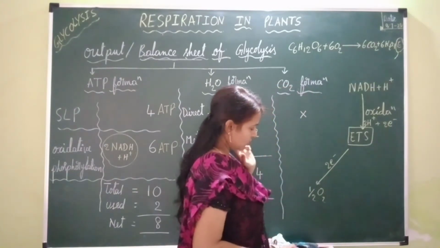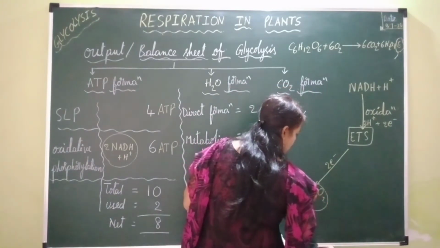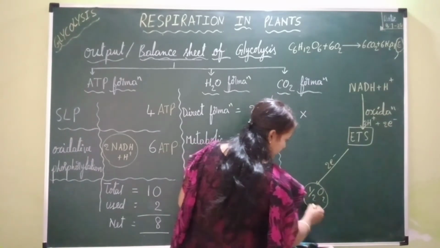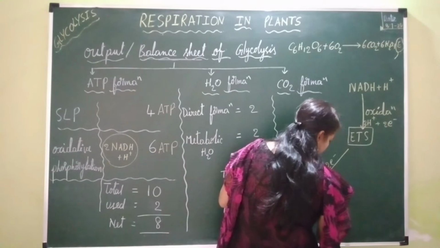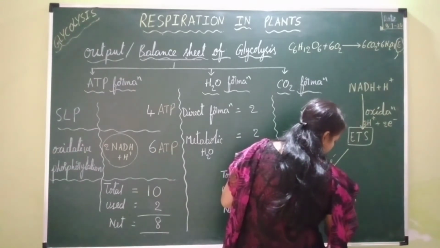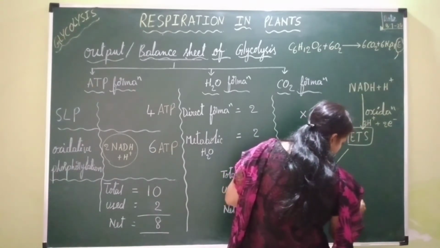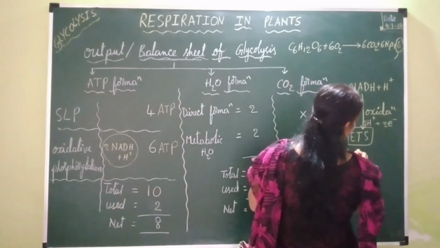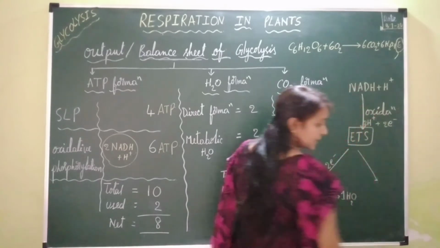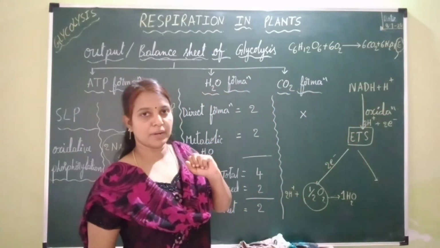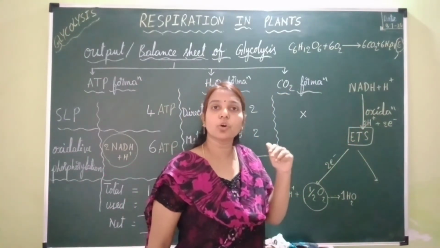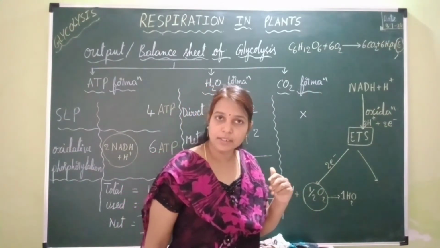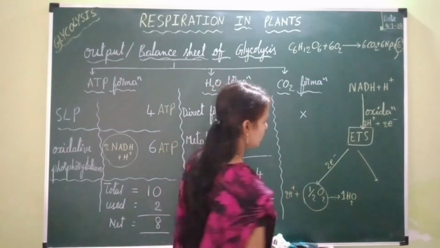After receiving 2 electrons, this half O2 consumes 2 protons from the mitochondrial matrix and is reduced into 1 water molecule. Now coming to protons. The protons which are released from NADH plus H plus are accumulated in the intermembrane space, resulting in the formation of proton motive force. This proton motive force is required for the synthesis of ATP.